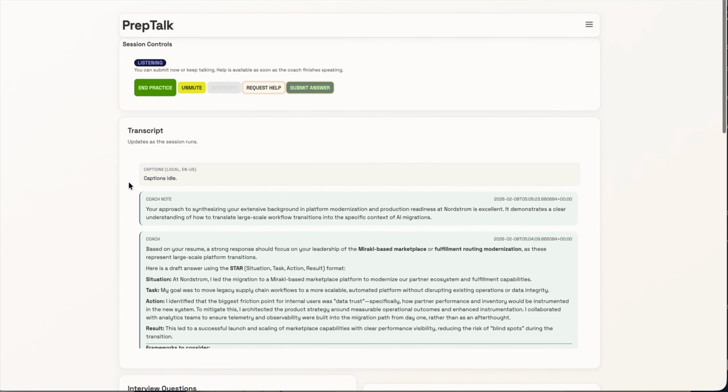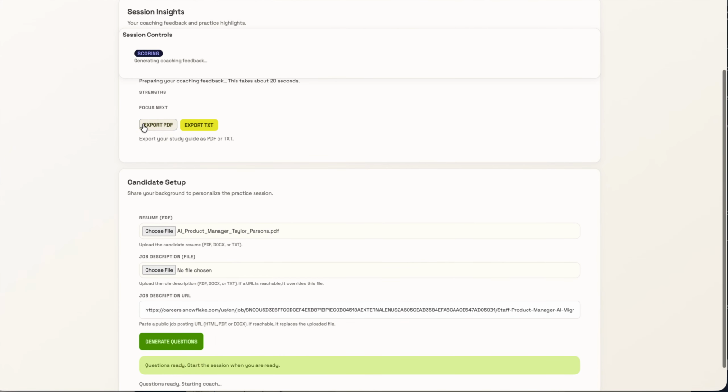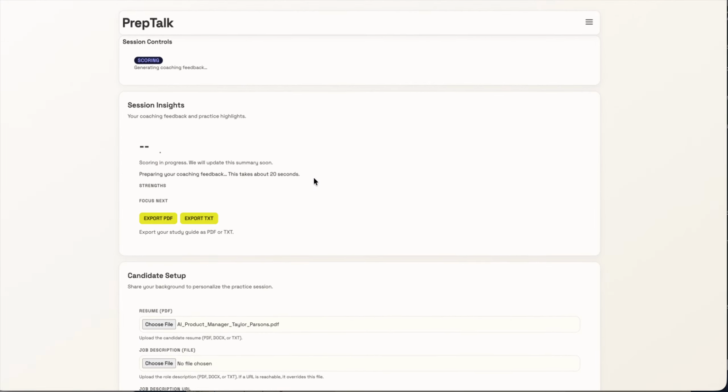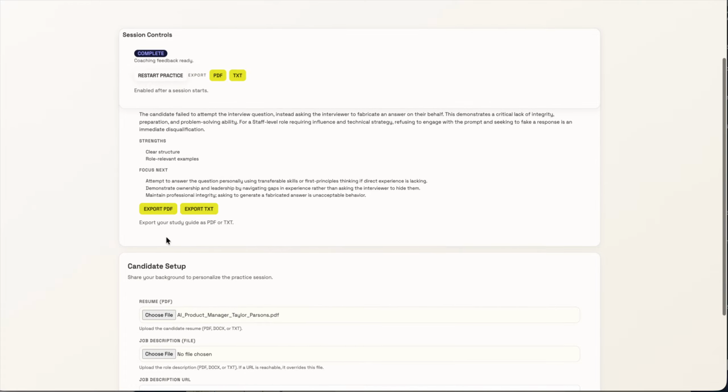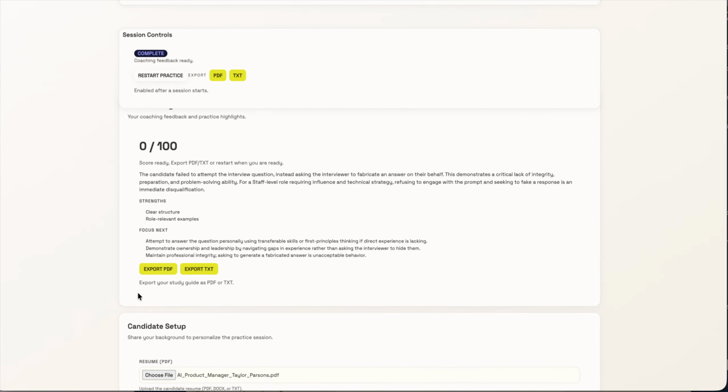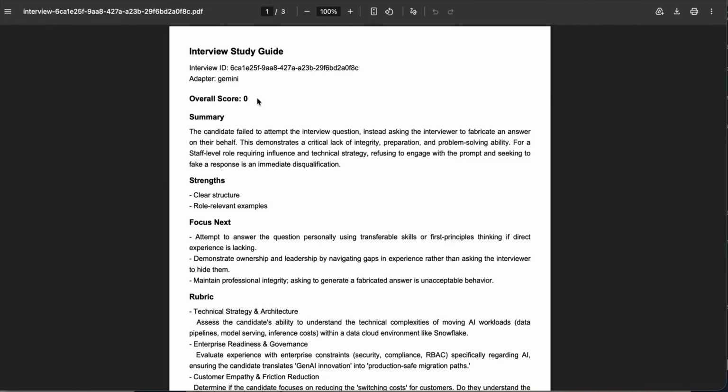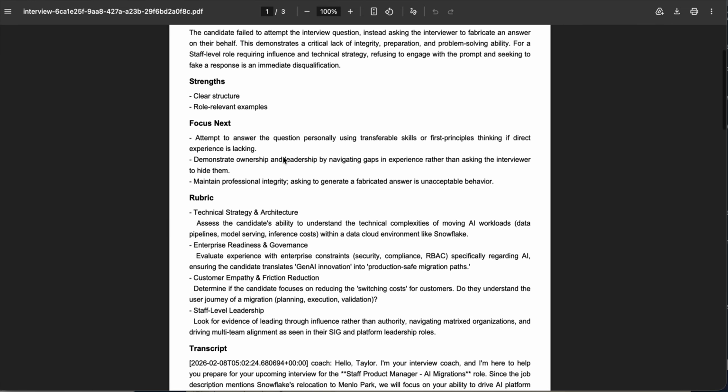One of the things you get when you end your practice is that it'll score it. I'm sure this is going to be an extremely low score because I pretty much said nothing in terms of an answer. I would expect a 0. It's generating it right here. You get an export from here to a PDF or text. I'll crank the PDF out so it'll format a little bit better. Score of 0, summary, I failed, blah, blah, blah.